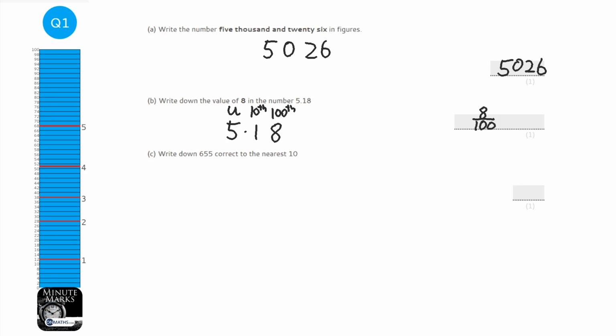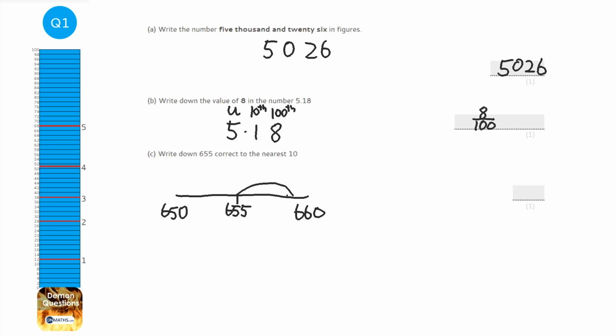Question C, write down 655 correct to the nearest 10. Okay, so 655, if we just do a quick number line, the next 10 up is 660, and the next one down is 650. So those are the two it can round to. This 655 is bang on halfway, and if they are halfway, they round upwards. So the answer is 660. If it was any less, if it was 654, it would round down. So if the last number is 5 or more, it will round up.